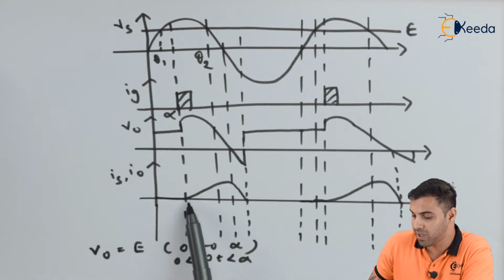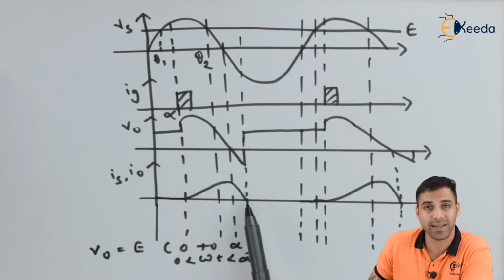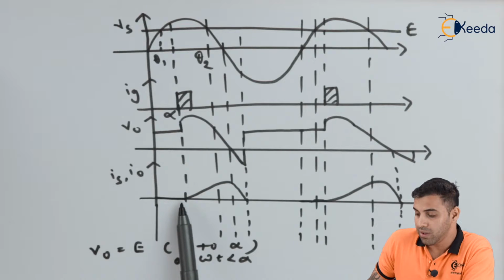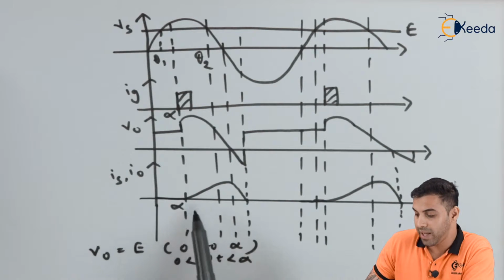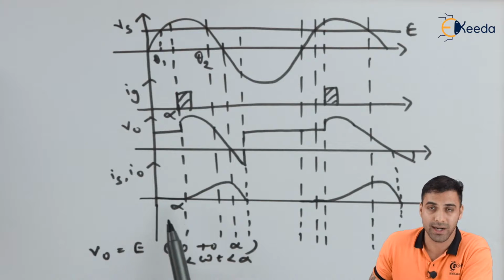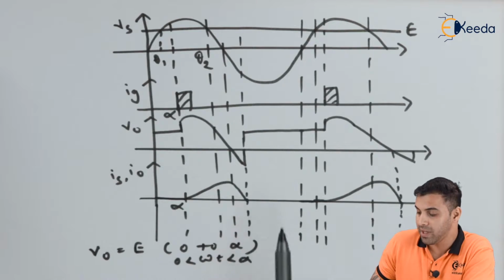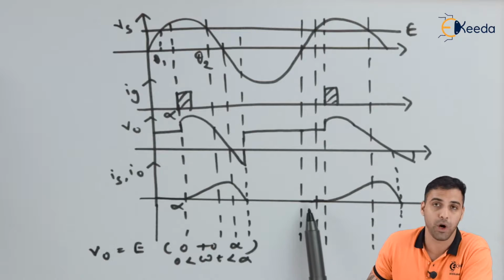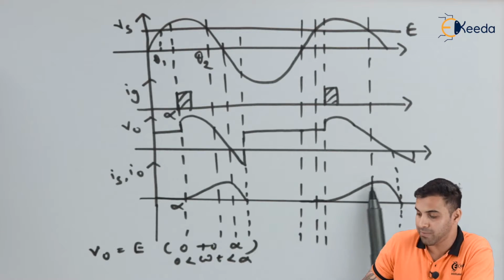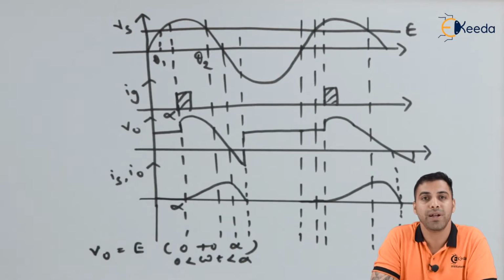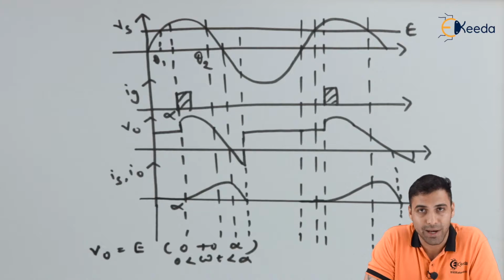For the output current also the same process continues. The waveform of the output current would be somewhat like this. Whenever there is no thyristor conduction, the current will be 0 from 0 to alpha. At alpha, when the thyristor starts conducting, we can clearly see the output current, and for the negative half cycle it will not conduct, and the same process goes on. Now friends, let's do some mathematical calculations.